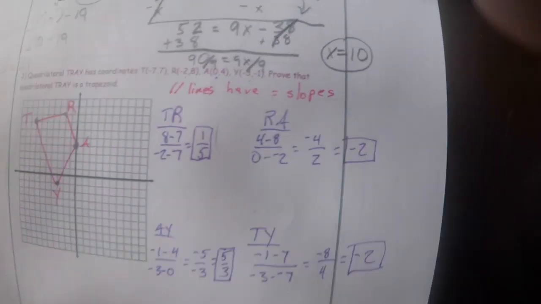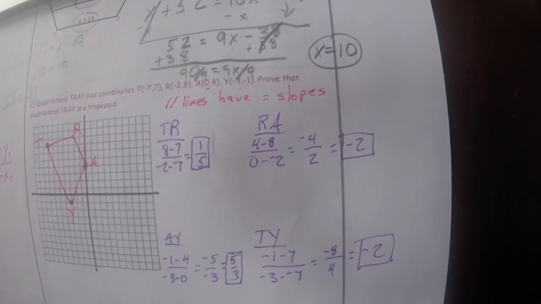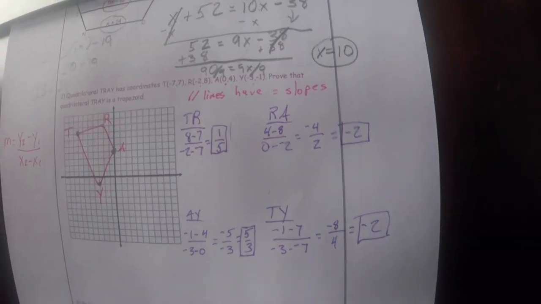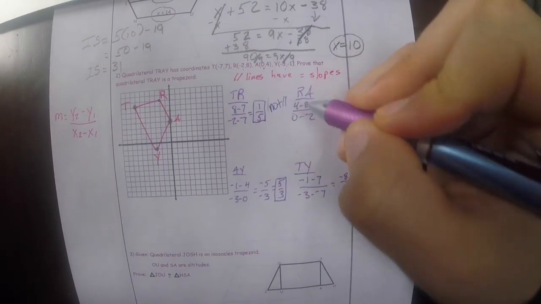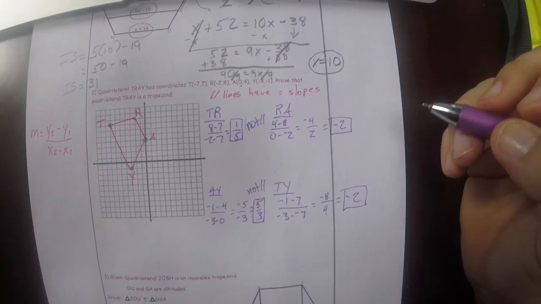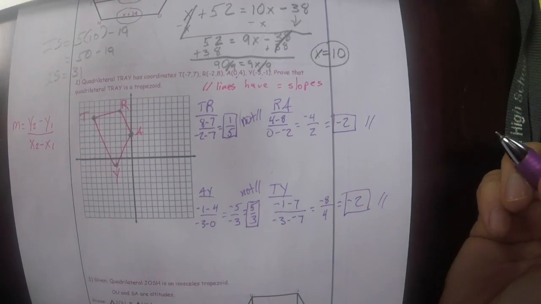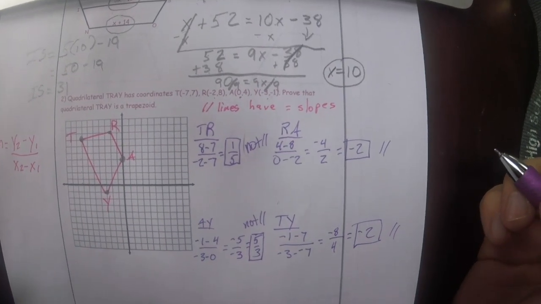So, looking at my 4 slopes, do I have a trapezoid? Well, these two sides are not parallel. These two sides have the same slope, so they are parallel. Therefore, I definitely have a trapezoid.